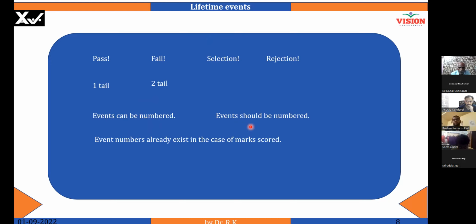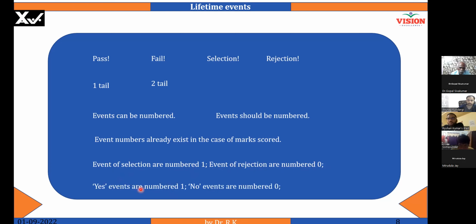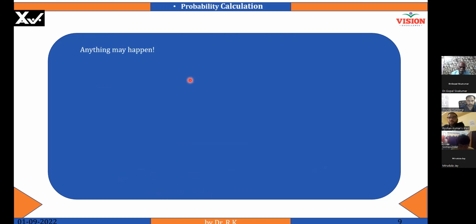So events can be numbered, even should be numbered. Because head or tail also I should number. Then only I will have total area 1. Numbers already exist in the case of marks, so we don't have to bother. Otherwise, we have to convert this category into a number system, that is a discrete number system: 0 or 1, -1, 0 or 1, 1 or 2, like that. Event of selection is numbered 1, event of rejection is numbered 0. So you will have to number like this: success as 1, failure as 0. Events are numbered as 1, non-events are numbered as 0, right? So this is the thing. Anything may happen. What is the probability of anything may happen? Tell me.